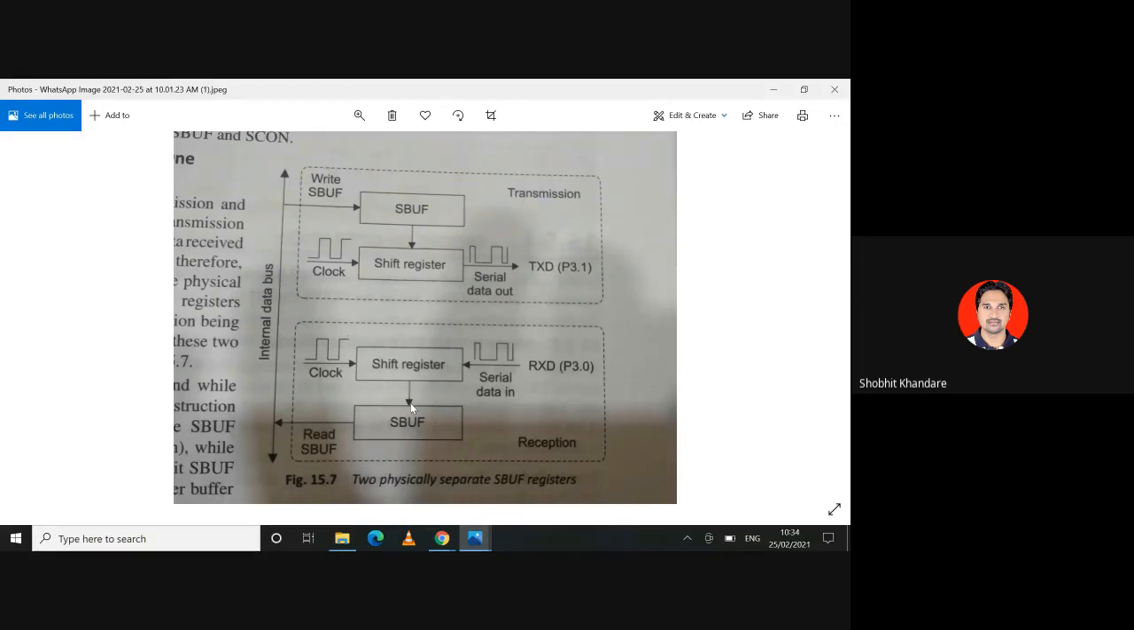So use MOV A, SBUF. That will read your data which you have received in the SBUF. So this is how you read your SBUF. Am I right? So these are the two physically separate SBUFs. Remember, this is for writing purpose, this is for reading purpose. For writing SBUF, you are using MOV SBUF, A. For reading SBUF, you are using MOV A, SBUF. This SBUF is called the transmit buffer. This SBUF is called the receive buffer. I hope the figure is clear to you now.